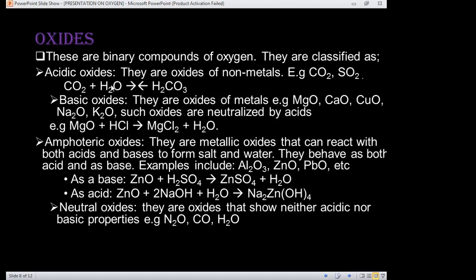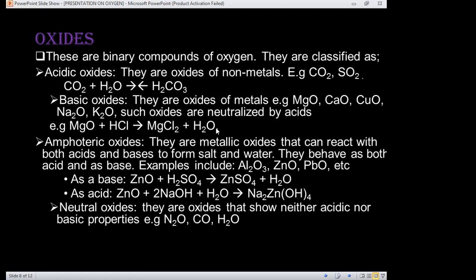So since they dissolve in water to form acid, they are called acidic oxides. Then we also have basic oxides. Those ones dissolve in water to form basic solutions. They are actually oxides of metals, like the magnesium oxide we're talking about. One important thing is that they can act as bases by reacting with acid to form salt and water only. So that is about acidic oxides and basic oxides.